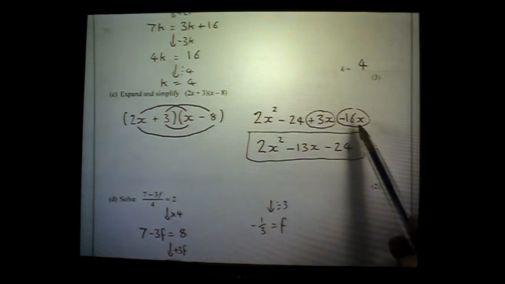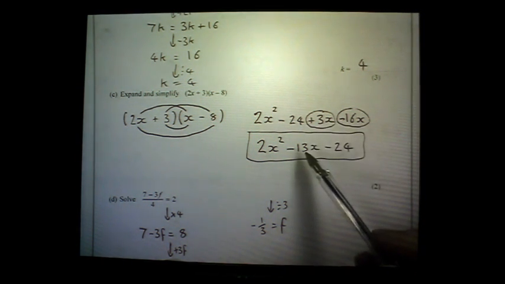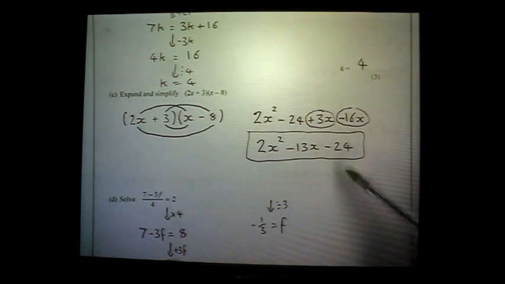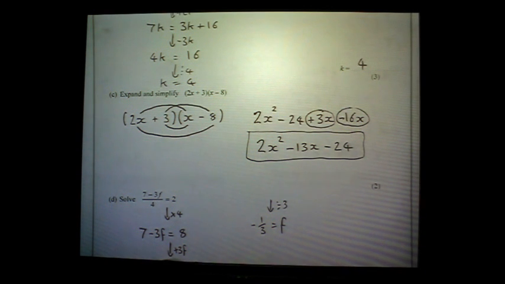Positive 3x, take away 16x will give you negative 13x. Basically 3 take away 16, or negative 16, add 3, either way. And then there's minus 24. 2 marks for that. You should be getting that mark.